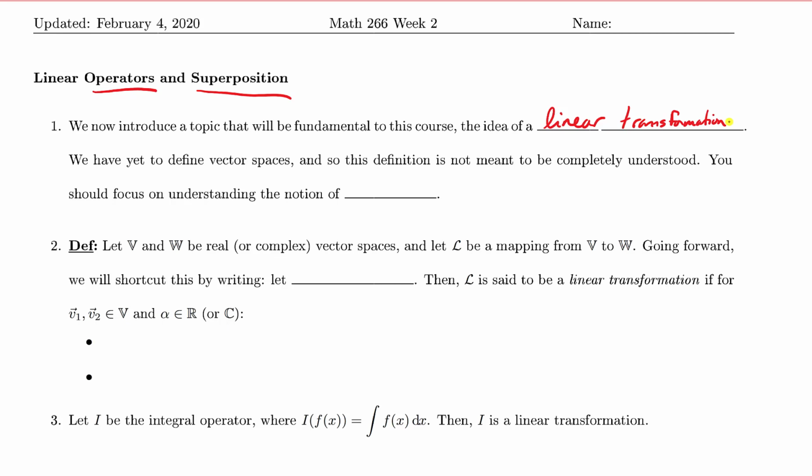Okay. So I just want to warn you, at this point we haven't yet defined vector spaces, so really this definition isn't going to make sense from a mathematical foundation standpoint, but we can go ahead and start talking about these linear transformations, and then once we get to defining vector spaces, we can start looking at this definition more precisely. So what you should focus on is, don't worry about this notion of vector space yet, but focus on the notion of linearity.